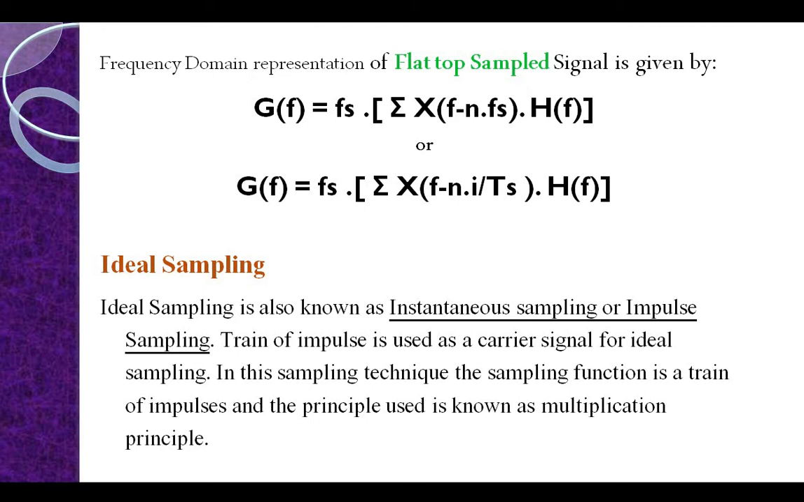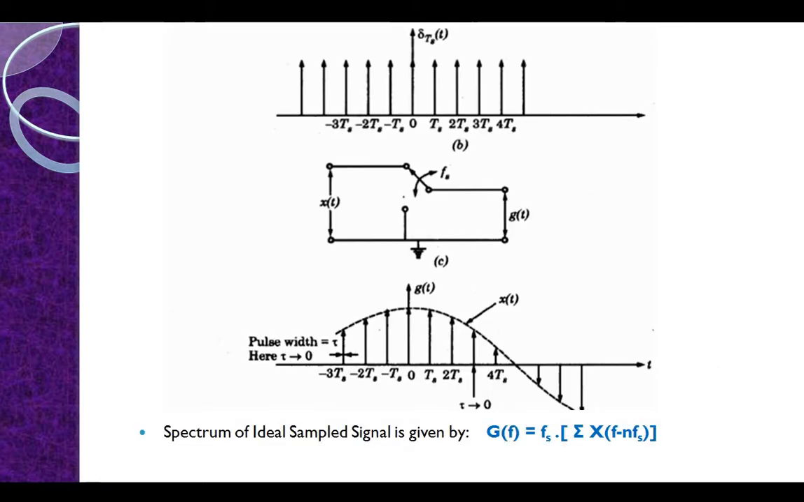Ideal sampling is a simple method. It is instantaneous, so you can sample the signals quickly. You take a train of impulses as the carrier signal, consider a message signal, and use a multiplier. The principle of operation is the multiplier. You multiply both of them and you get a sampled discrete signal. You are not using a continuous time carrier wave, you are using a discrete carrier wave, that is, an impulse train. This is how it will look.